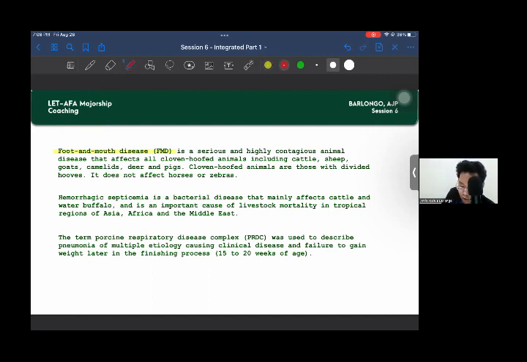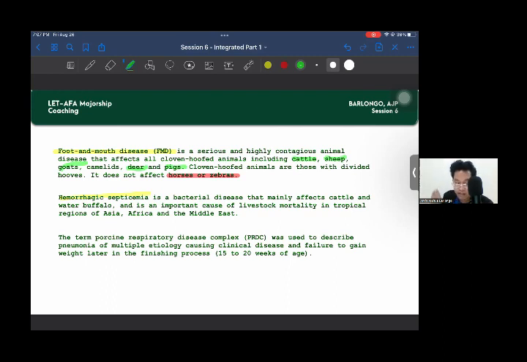Baka lalabas din to kung which of the following organisms are affected by foot and mouth disease? Ayan. So, remember na ang foot and mouth disease does not affect horses or zebra. Okay, next is hemorrhagic septicemia. It is a bacterial disease that mainly affects cattle and water buffalo. So dito, cattle, sheep, goats. Ayun siguro yung pinakamahalaga. Deer and pigs. Ayan, hindi lang yung camels.